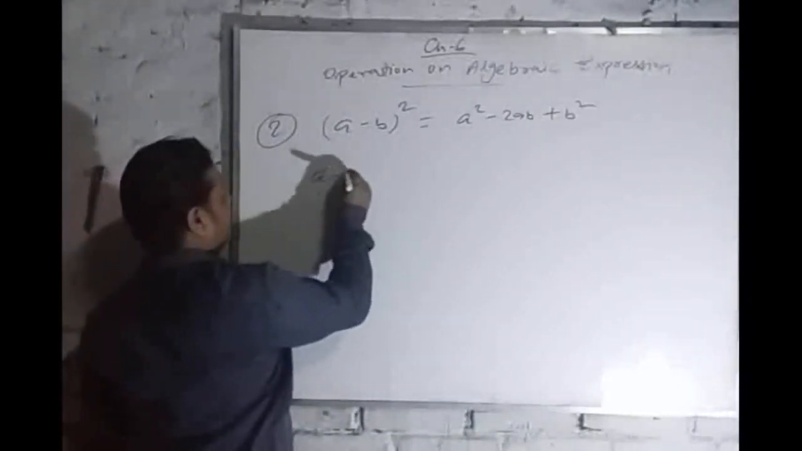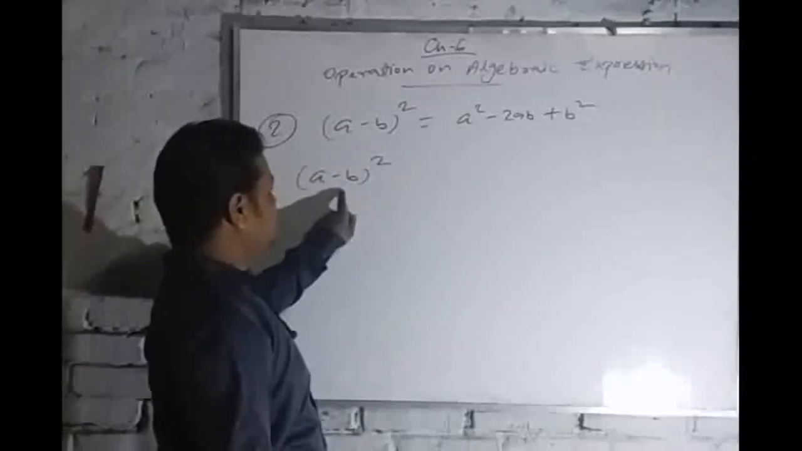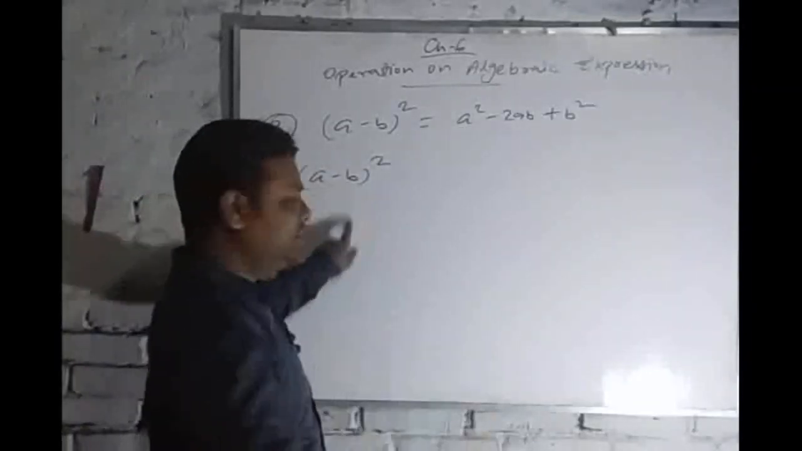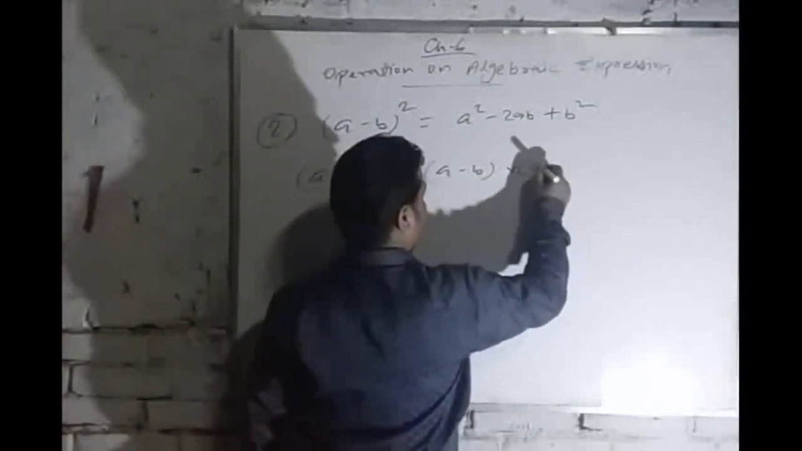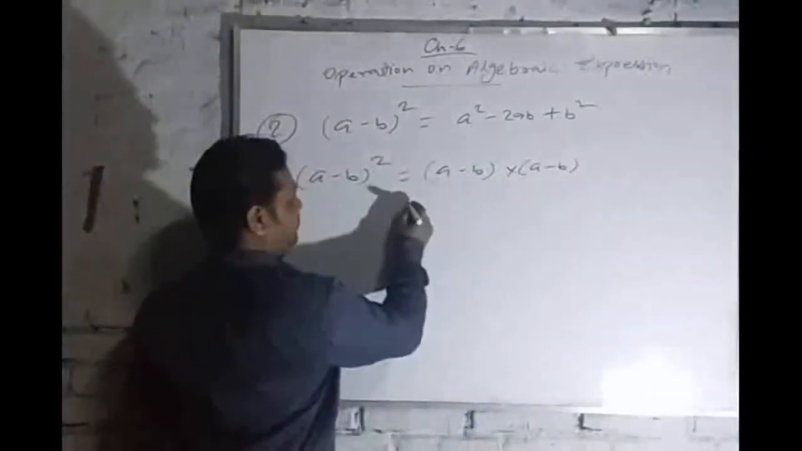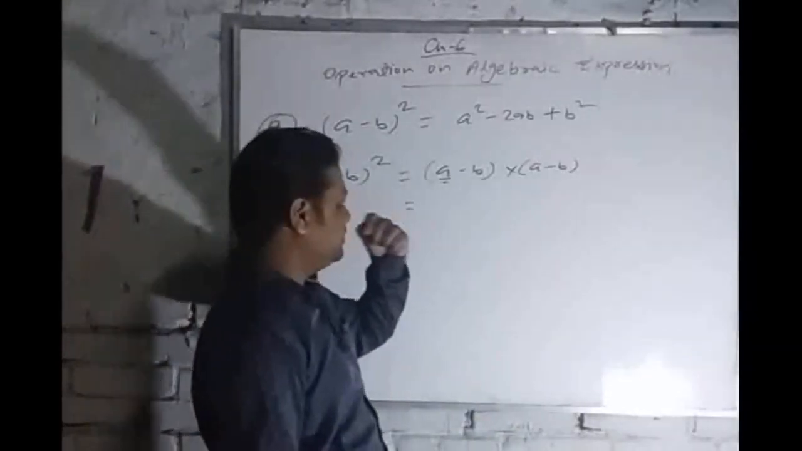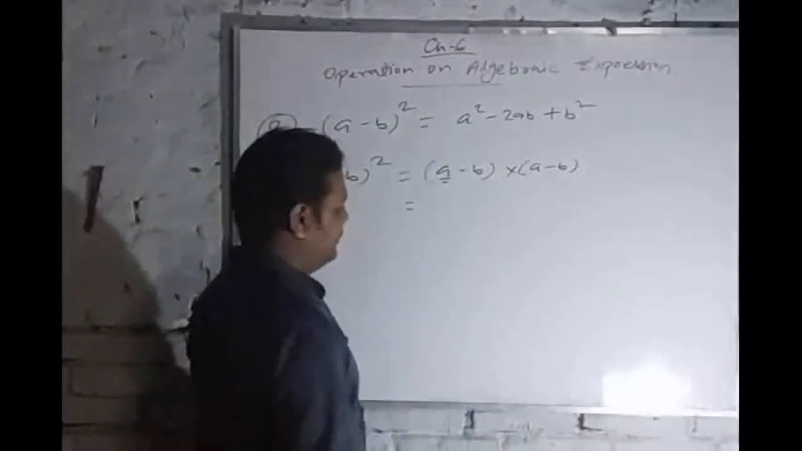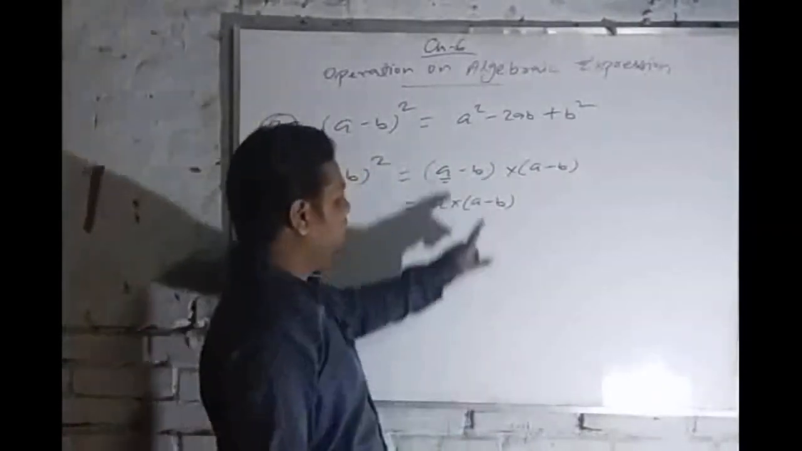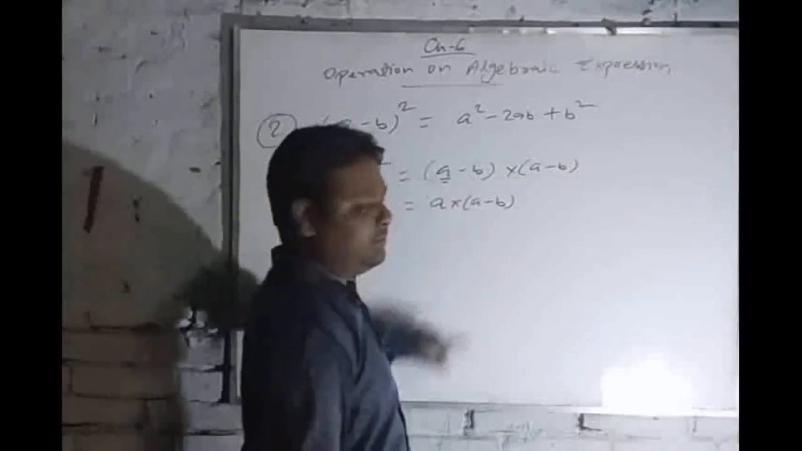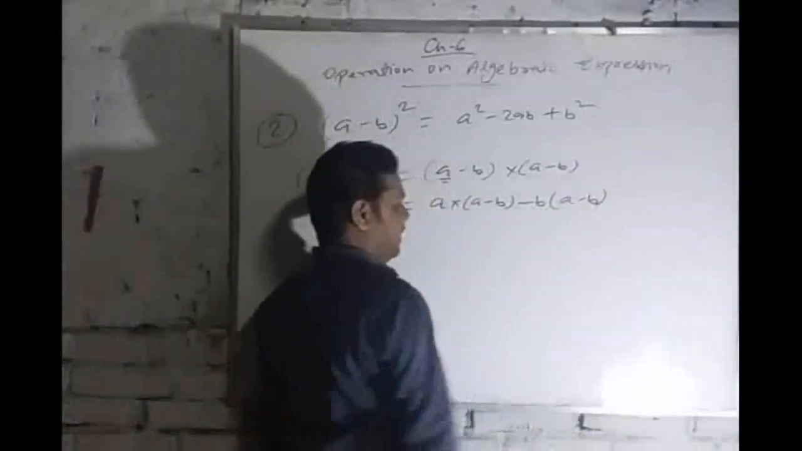At first (a − b) to the whole square. Again the same thing. Whole square, that is (a − b) 2 times we will write: (a − b) into (a − b). Now multiply the first term of the first expression by the second expression: a into (a − b). Now the second term of the first expression is minus b, so here we will write minus b and then the second expression (a − b).